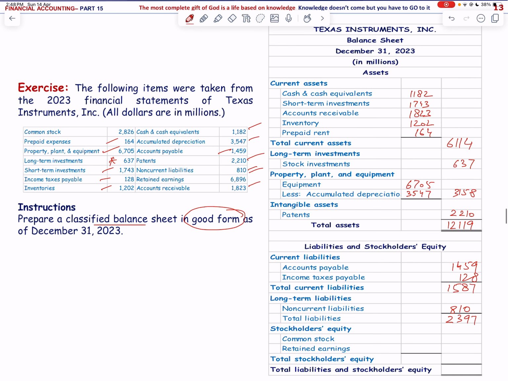To this we are going to add the common stock, and the common stock is 2826, and the ending retained earning is 6896. So the total is 9722. So the total is once again 12,119, and we have done this exercise also mathematically correct. Let us move on to the next exercise.